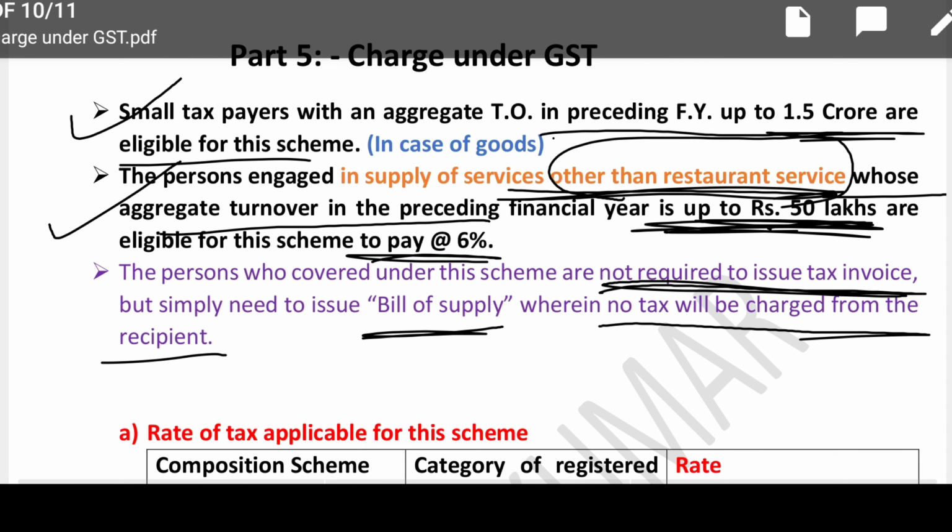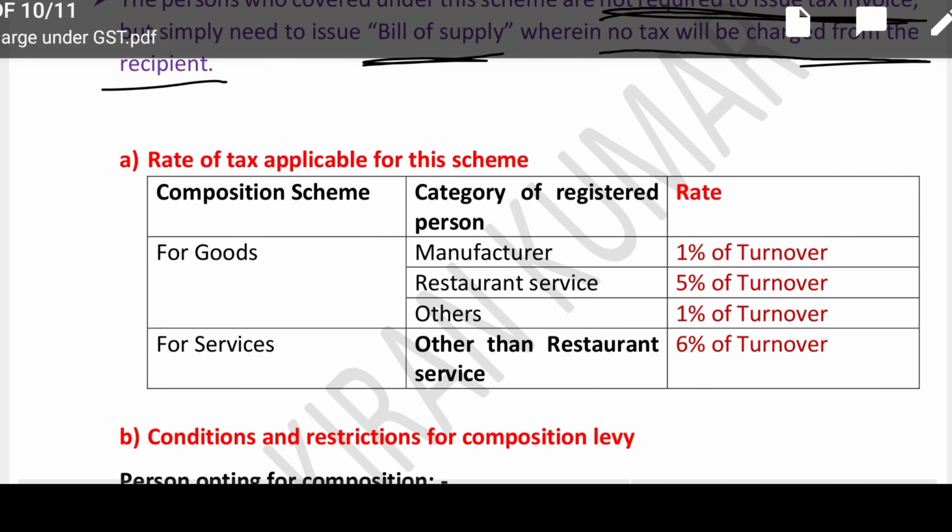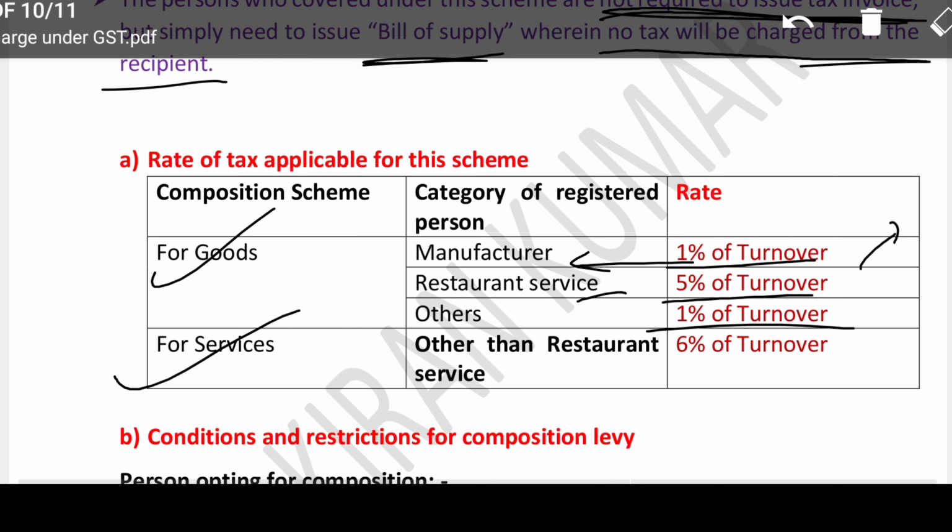The rates of this scheme for goods are 1%, and 1% in case of a manufacturer, that is 0.5% for CGST and 0.5% for SGST. For restaurant service it is 2.5% and 2.5%, and for others 1% of the turnover. And for services other than restaurant services, which we have already discussed here, it is 6% of the turnover.